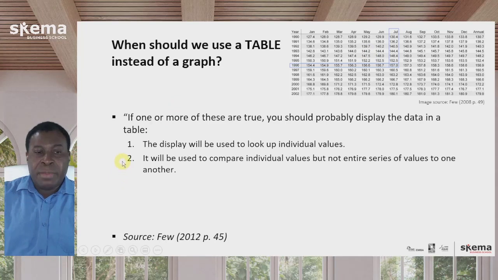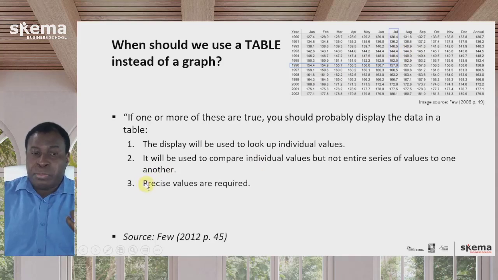Then in a table, you want to compare individual values, but not entire series of values to one another. So for instance, here you'd like to compare July 1993 sales specifically with August 1993 sales, and you're not necessarily looking at all 1993 sales, but you're looking at one point to one point comparison at a time. That is something that is very easy to do on tables, but if you don't necessarily want to compare the big picture, then tables are good for that.